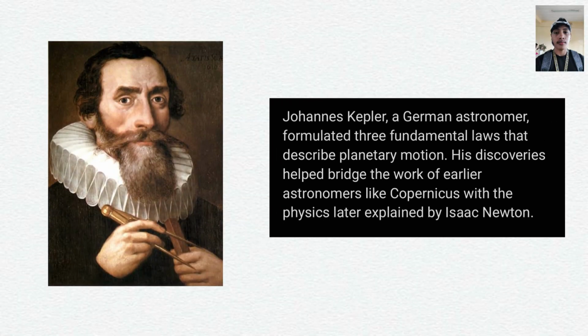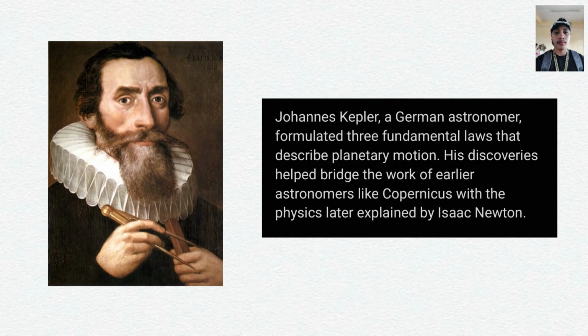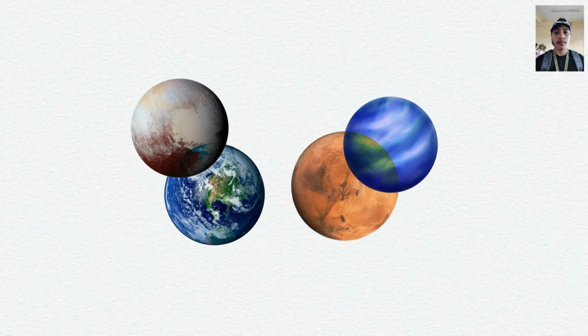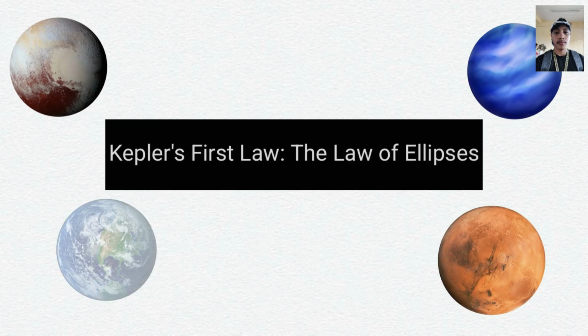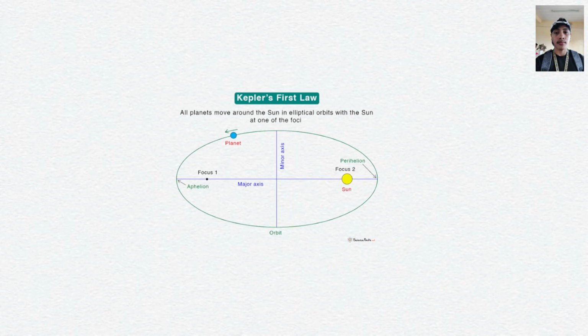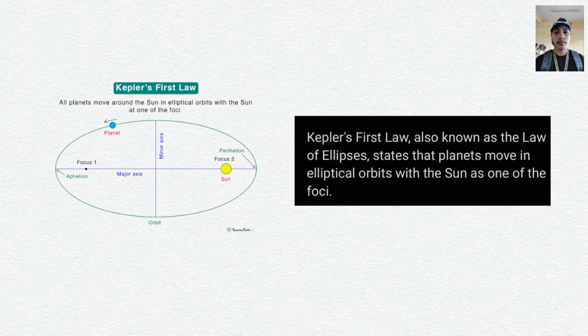Johannes Kepler, a German astronomer, formulated 3 fundamental laws that describe planetary motion. His discoveries helped bridge the work of earlier astronomers like Copernicus with the physics later explained by Isaac Newton. Kepler's first law, also known as the law of ellipses, states that planets move in elliptical orbits with the Sun as one of the foci.